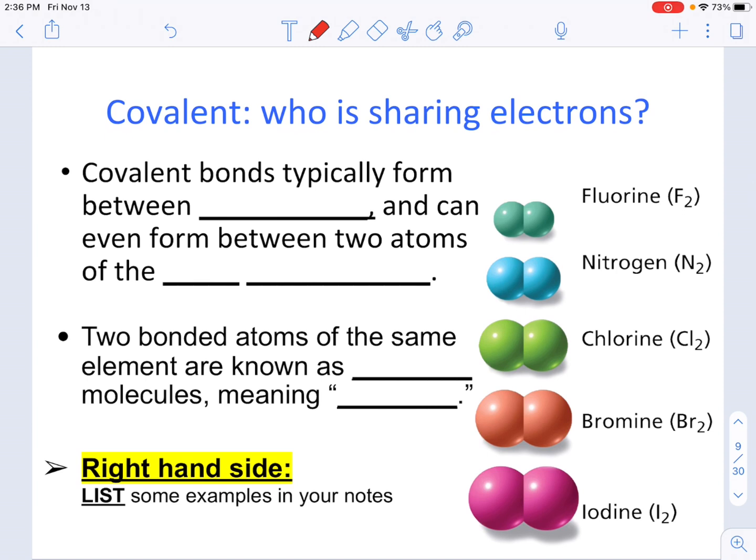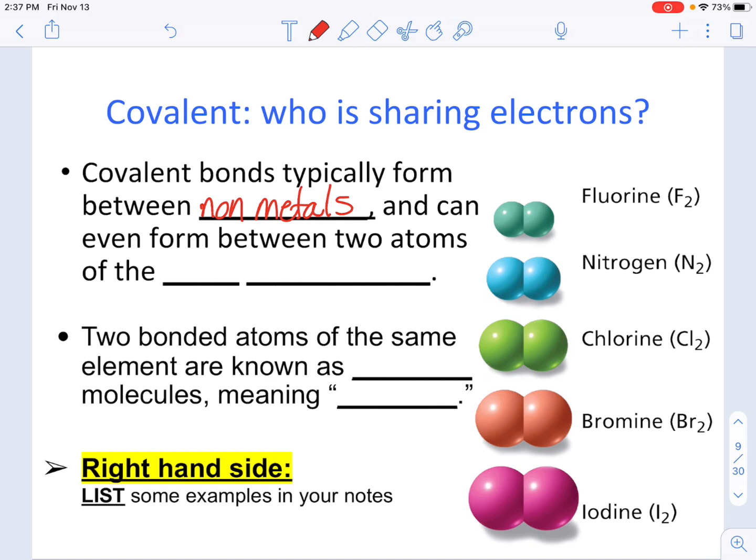Okay, so who's doing the sharing here? Covalent bonds typically form between nonmetals. This is the opposite of what was happening in ionic bonds. We had metals forming with nonmetals. Opposites attract. Here it's a little bit different. We got nonmetals that are forming an attraction because they're sharing electrons.